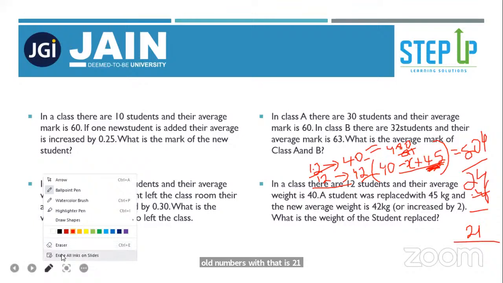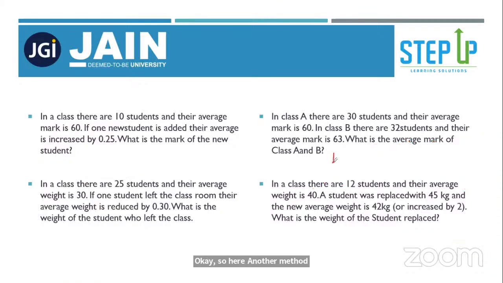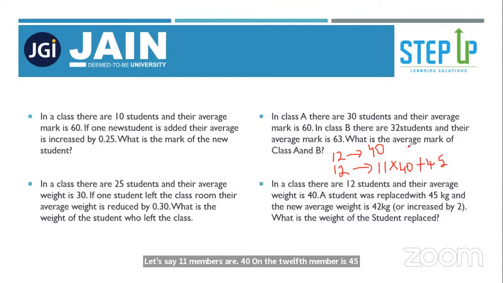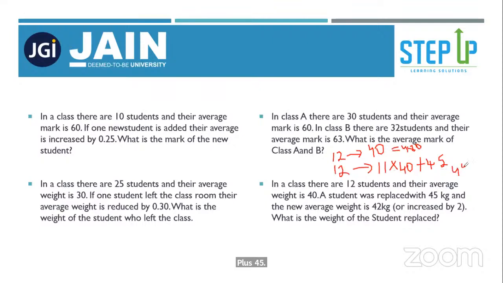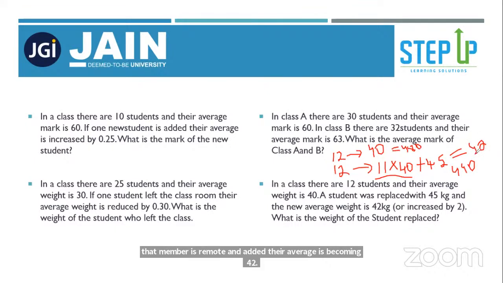Okay, so here another method to use is 12 for 40, no changes. Next, 12 for, let's say, 11 members are 40 and the 12th member is 45. Got it, right? So yes, this is 480, no changes. So over here, what happens? 440 plus 45, because 11 members only count. Since that member is removed and added, their average is becoming 42. So 42 times 12.